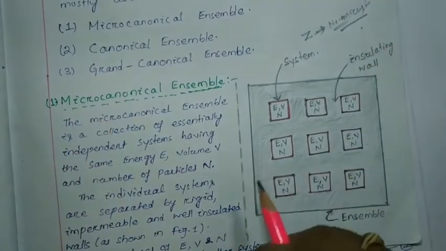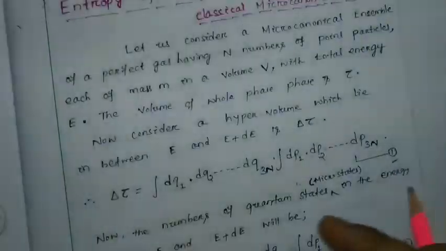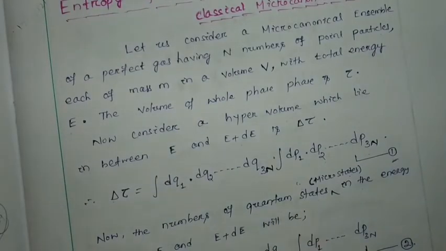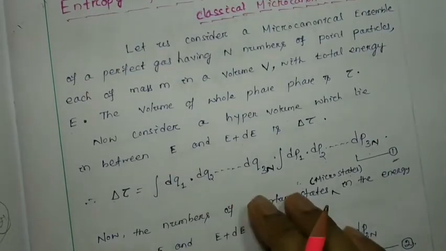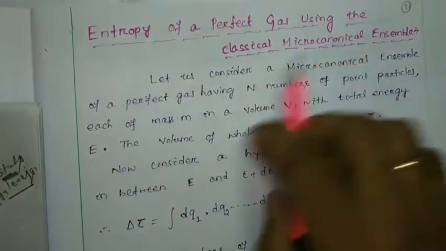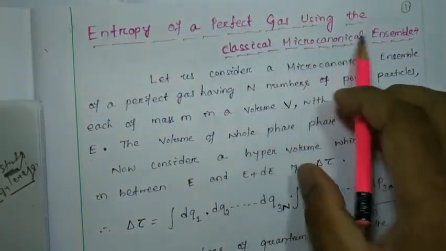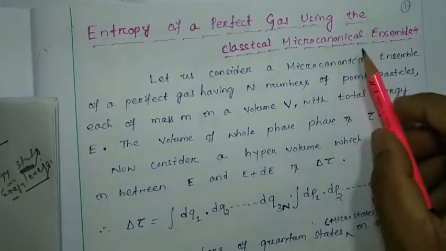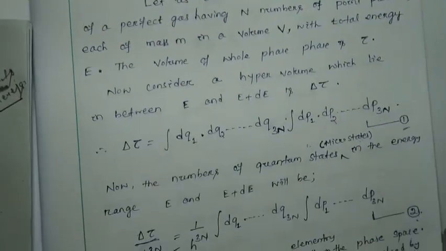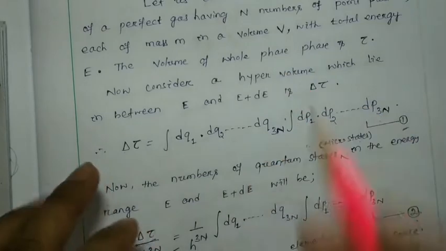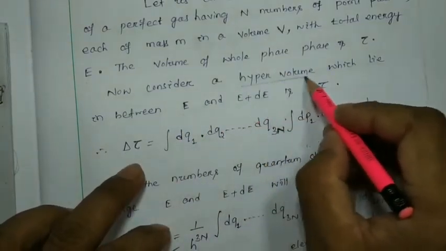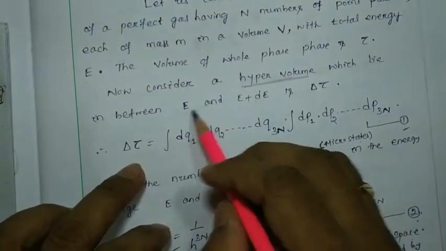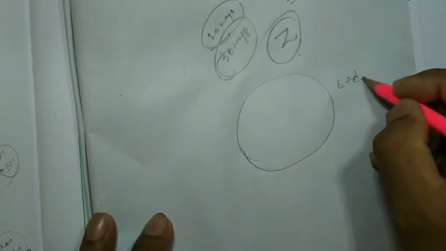Clear? Now come to your note from the last class, this one: entropy of a perfect gas using the classical microcanonical ensemble. In this case, you can see del tau represents what? A hyper volume in between E and E plus delta E. It is a hyper volume, which is in between E and E plus delta E, right?